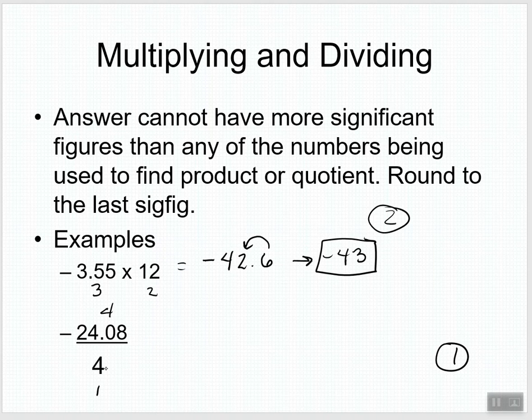24.08 divided by 4 will give me negative 6.02. I can only have one sig fig, so the 0 tells the 6 to stay a 6. And we get negative 6 as our final answer for that one.